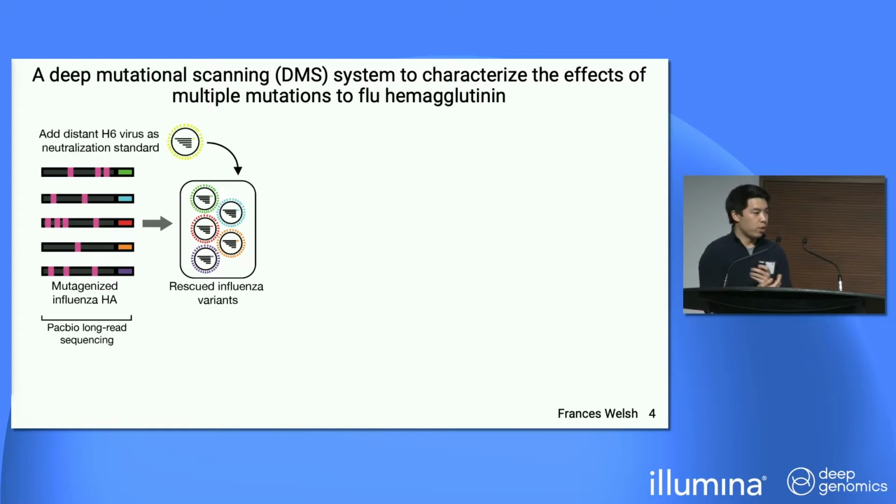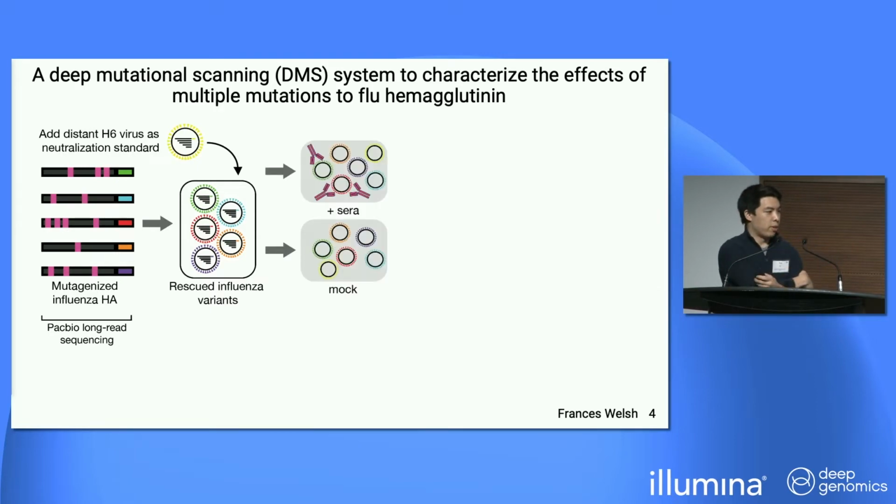And so one thing we also do at this stage is add a distant H6 virus. And so the reason we spike this in is because H6 viruses are really exotic, and so nobody in the human population should have antibodies against this H6 virus. And so this is something that we can use as a neutralization standard for comparison later.